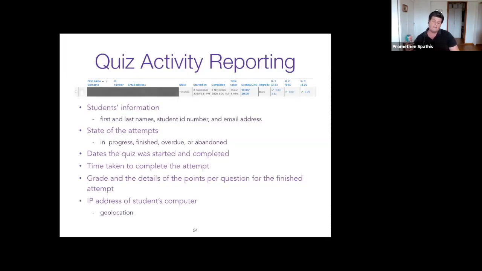So let's see about the activities. And this is the part regarding the reporting. So now things are getting much more interesting. So what do we have here?